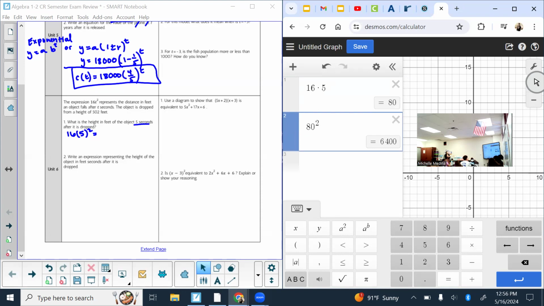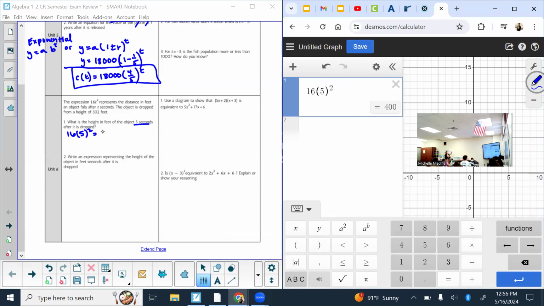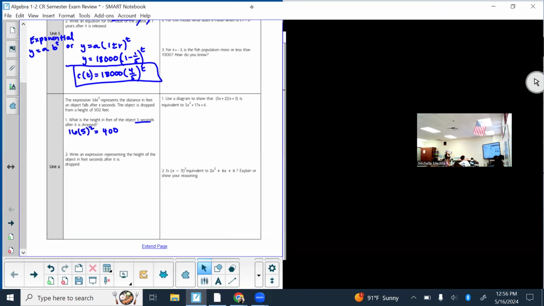What you have to do actually is the exponent first. So that's why I always say just let the calculator do order of operations for you. This is what it should be. 400 is what the object traveled in feet. Now that's not what it was asking. It said, what's the height of it?